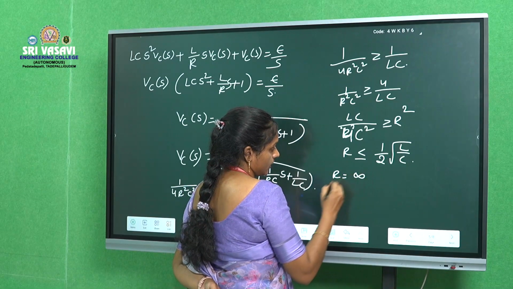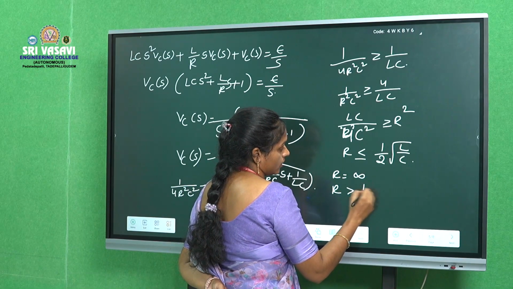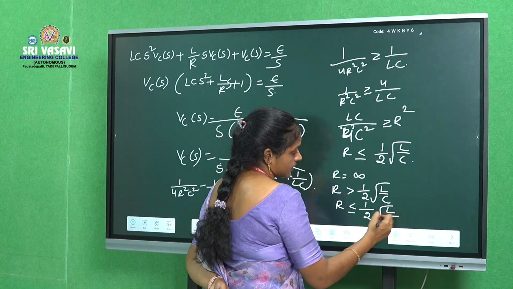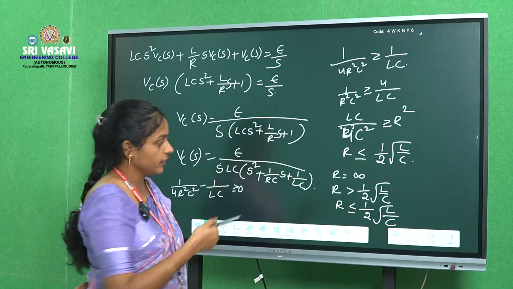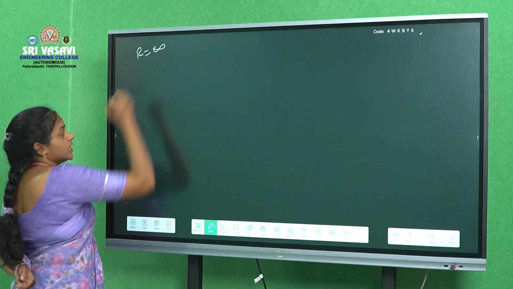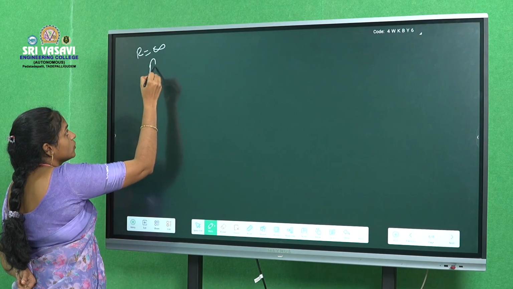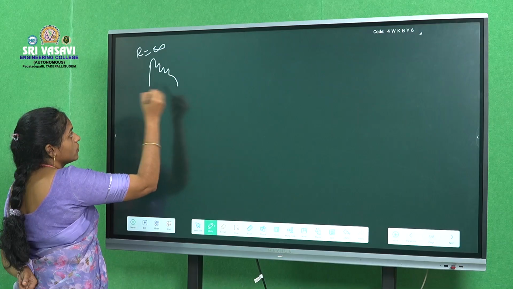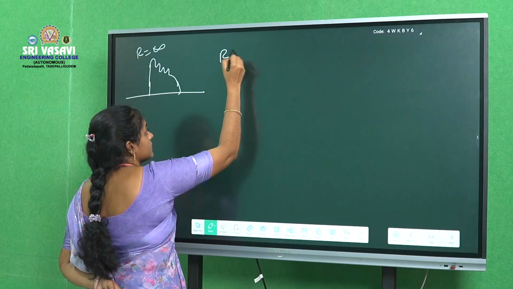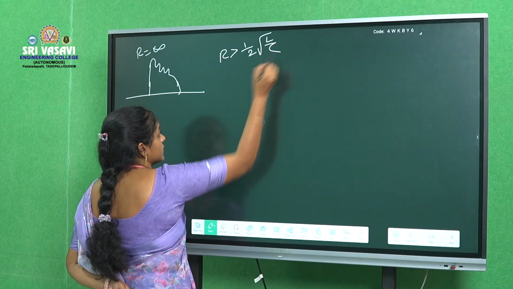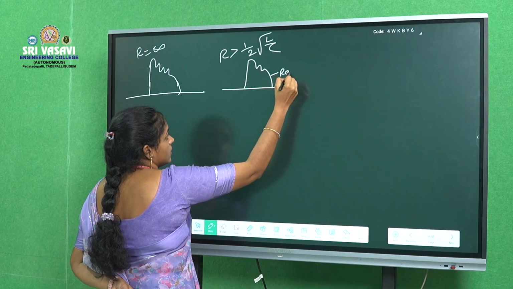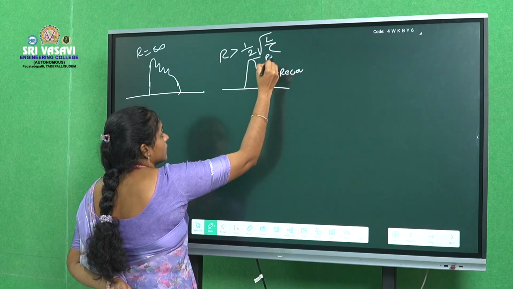One is R infinity, one is R greater than 1 by 2 root L by C, and one is R less than or equal to 1 by 2 root L by C. These are the three cases for resistance. If R is infinity, then the transient or recovery voltage is as usual like this. If R is greater than 1 by 2 root L by C, the transient voltage is somewhat decreased. So this is the recovery voltage and this is the restriking voltage.